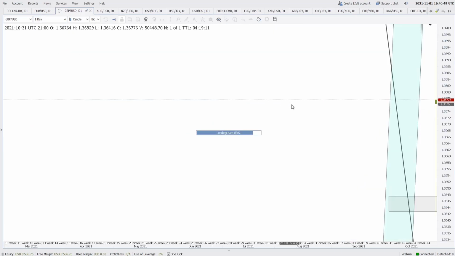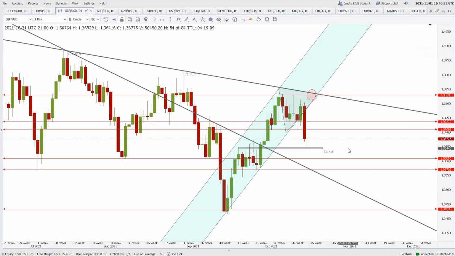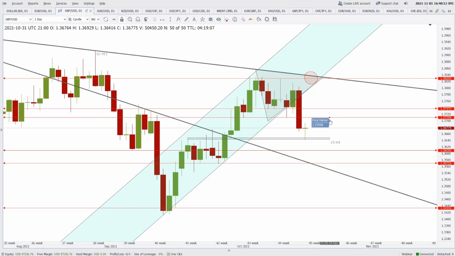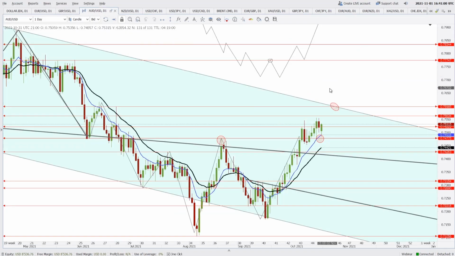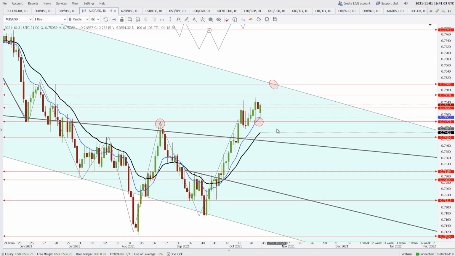From the daily point of view, the resistance for the GBP USD is 1.3709 and the support is at around 1.3609.